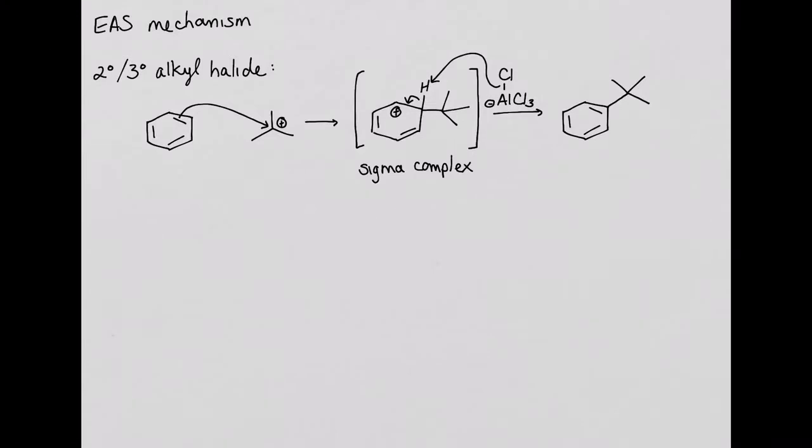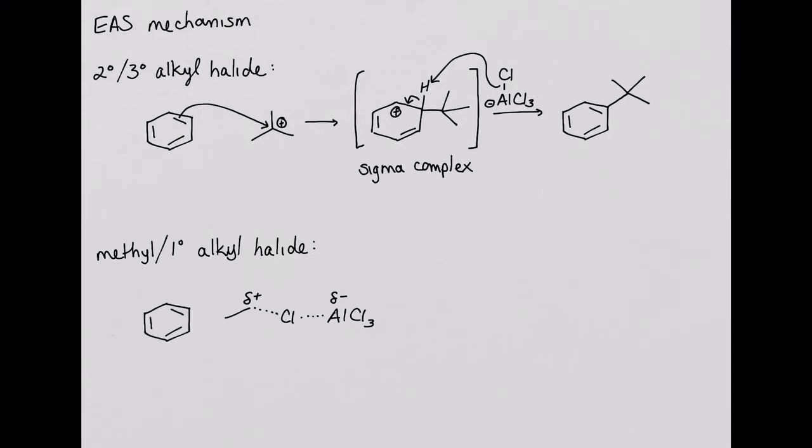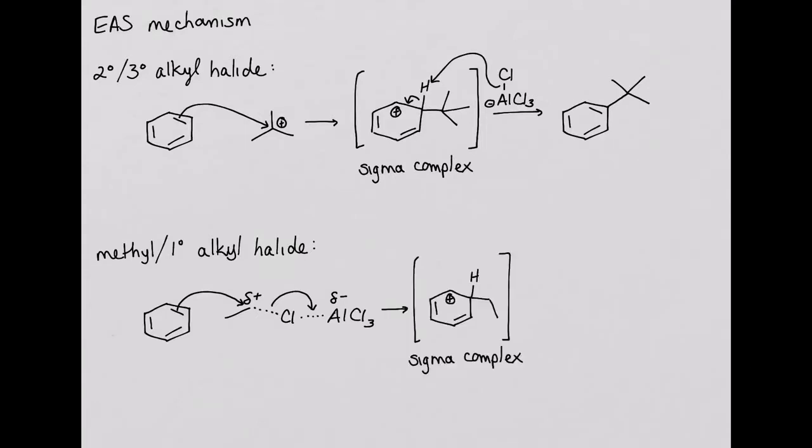In the case of a methyl or a primary alkyl halide, the complex between the alkyl halide and aluminum trichloride is formed as shown previously. This complex reacts with the aromatic compound. This forms a sigma complex, which is then deprotonated by the aluminum tetrachloride ion to regenerate aromaticity.